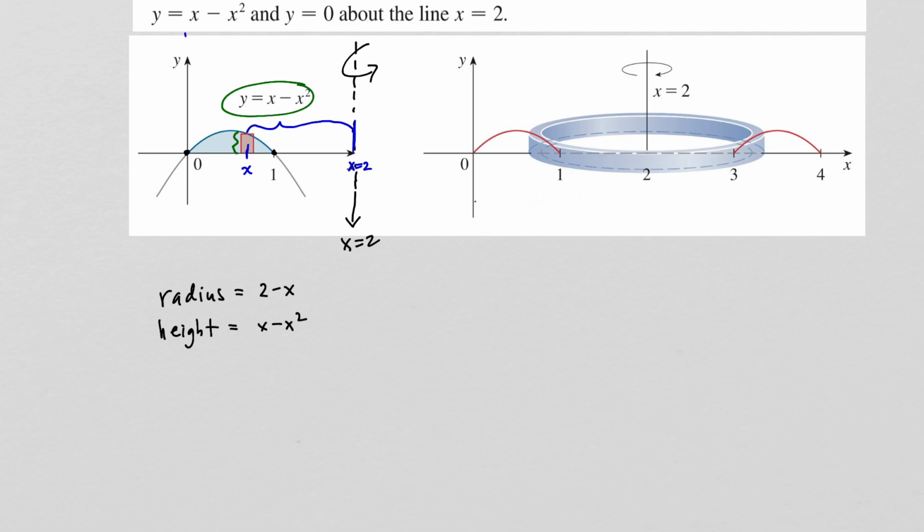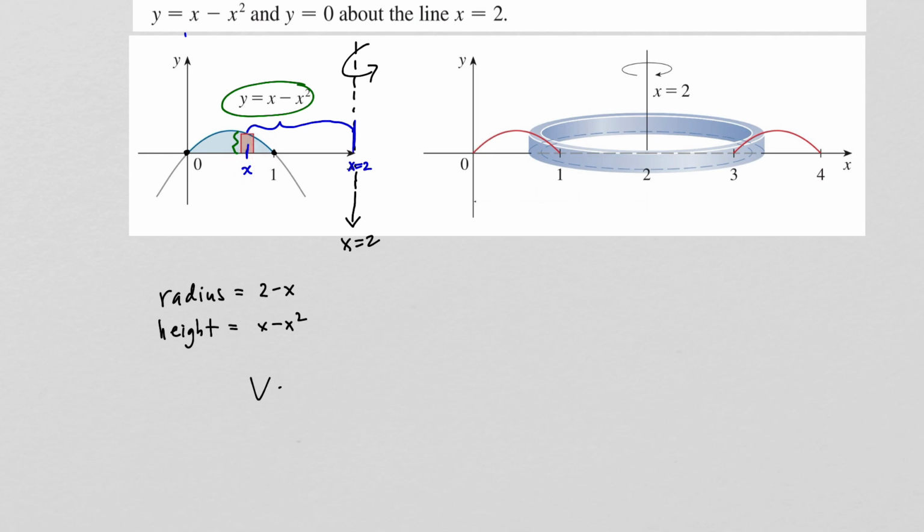So your radius is a little bit different. It's not simply x anymore because we're not rotated around the y-axis like we had been. When you rotate it around a different line, you need to calculate the distance between that line of rotation and where your rectangle is. And to get that distance, you're simply going to be subtracting, in this case, the right value minus the left value.